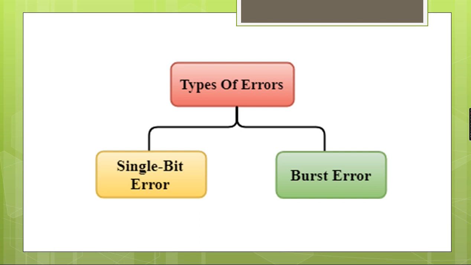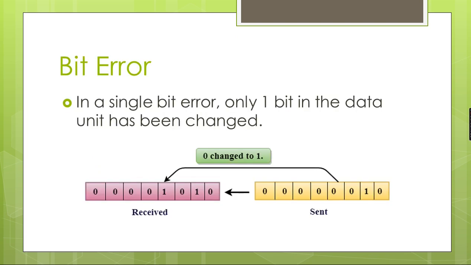Coming to the types of errors. If the signal is carrying binary data, there can be two types of error, which you can see on your screen: single bit error and burst error. When we talk about single bit error, only one bit in the data unit has been changed. Suppose we are sending data and in the set of bits, only one bit gets changed or affected, then we say single bit error.